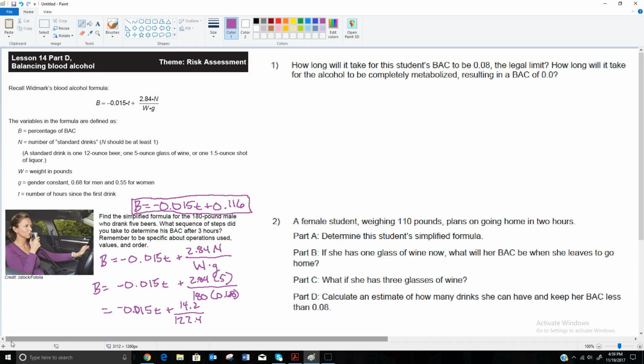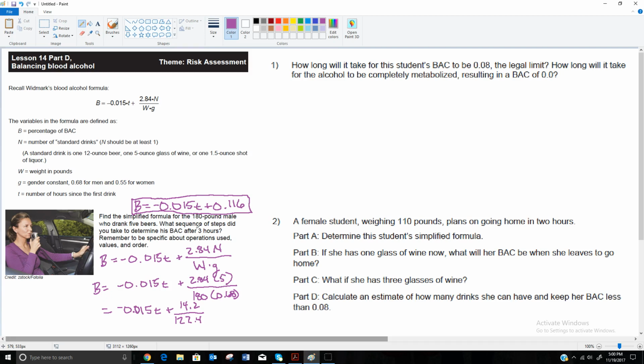So we're continuing with 14D, but we have the same scenario to start with that we had in 14C. It said use the same formula that we had before. Find that simplified formula for the 180-pound male who drank 5 beers. And this is what we had. We had the 2.84 that was the constant, the 5 drinks, his weight, the gender constant. And when we simplified that up, we got negative 0.015T plus 0.116. And it says, what sequence of steps did you take to determine his blood alcohol content after 3 hours?